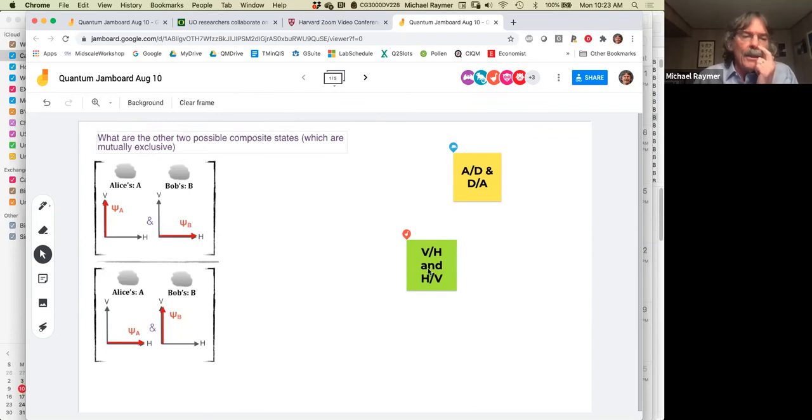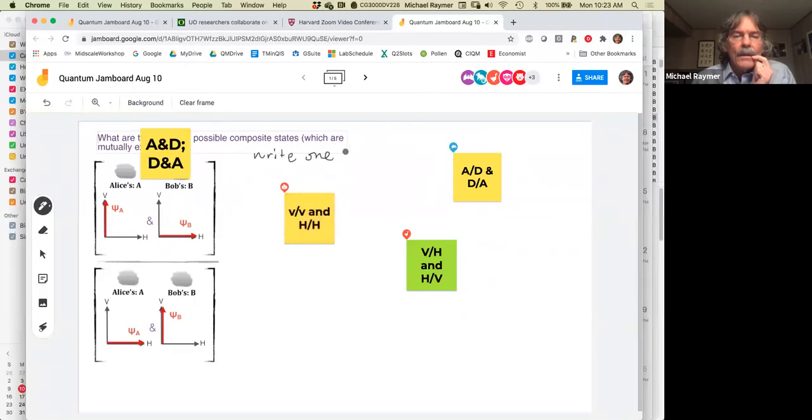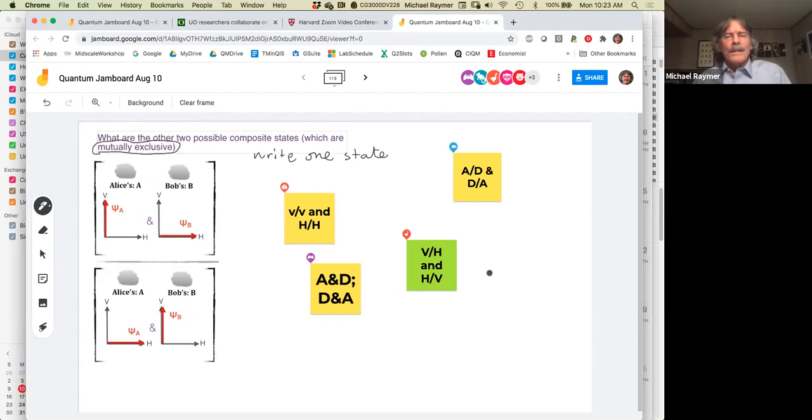So let me put it this way. Just give me one state, because I want to make it clear. If you could write just one state that is mutually exclusive to both of these states. So none of these answers so far are correct. So just give me one state.